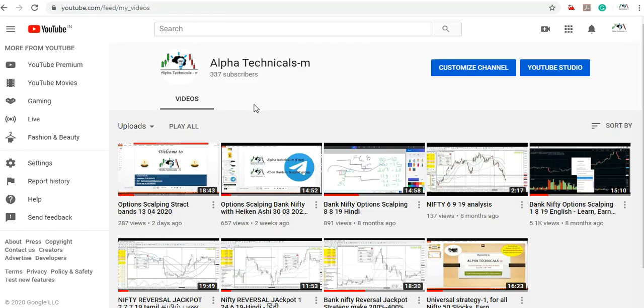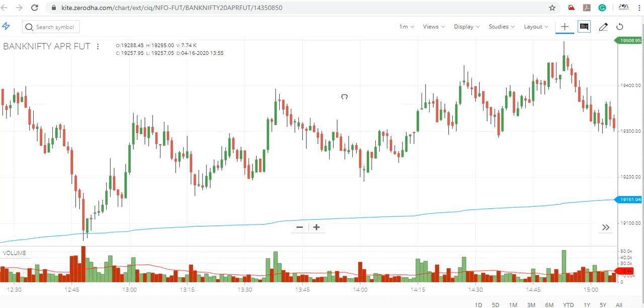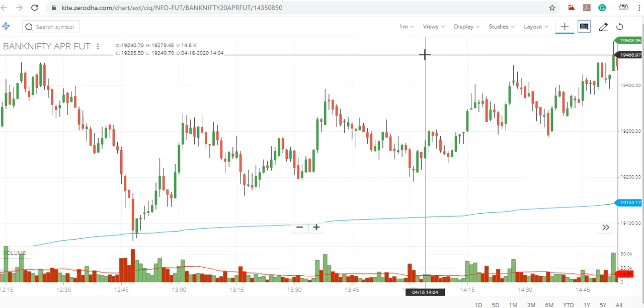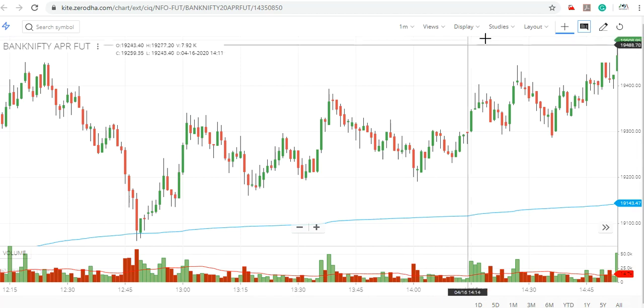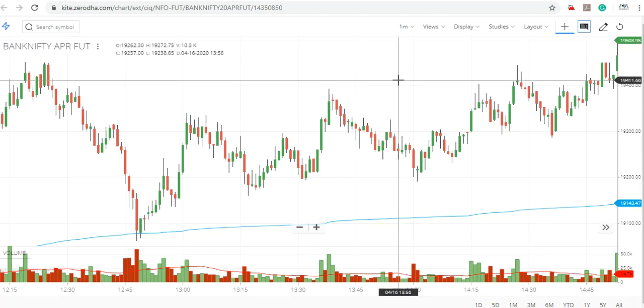Now we'll go to the Zerodha chart. We'll pop out the futures. This is the futures chart. What you have to add is VWAP. The blue color line is the VWAP, along with volume and a moving average on volume. That is not relevant, but I still add it and keep it as a standard. This is Bank Nifty futures; the same thing applies to Nifty futures. Use the 1 minute chart, go to studies, and you can see VWAP is added with 1 minute candles. That's all.